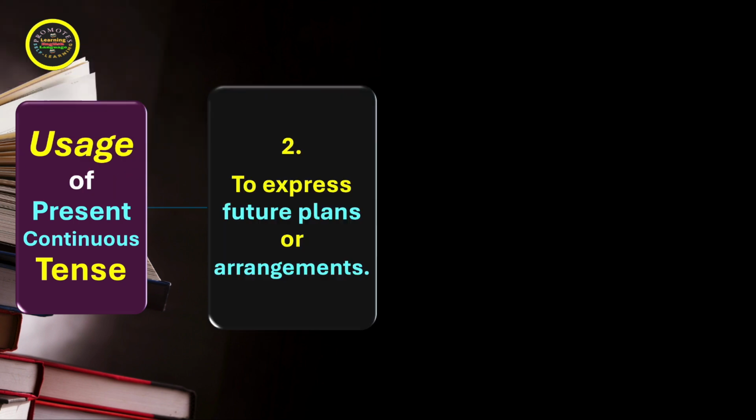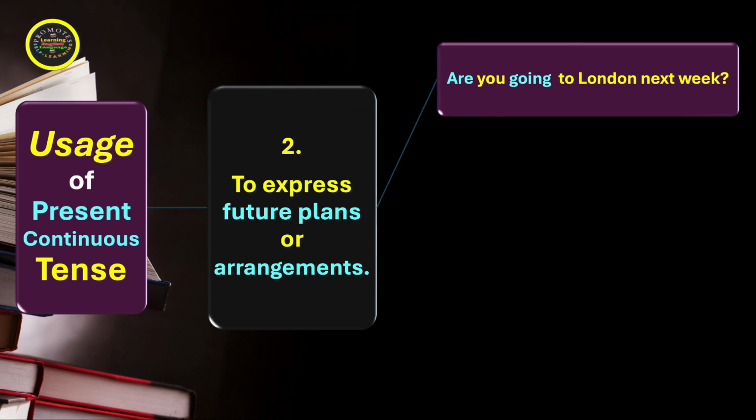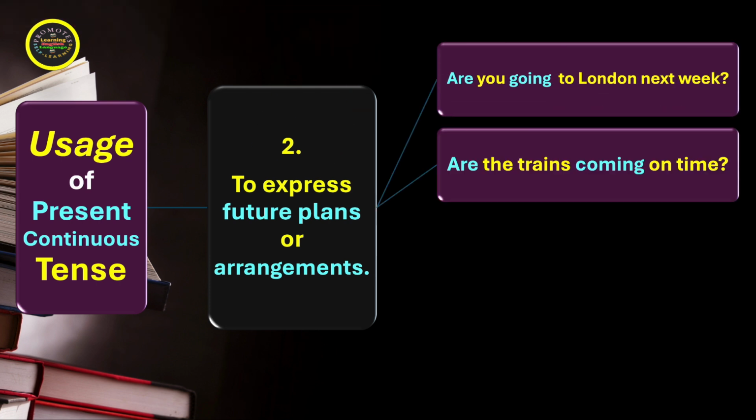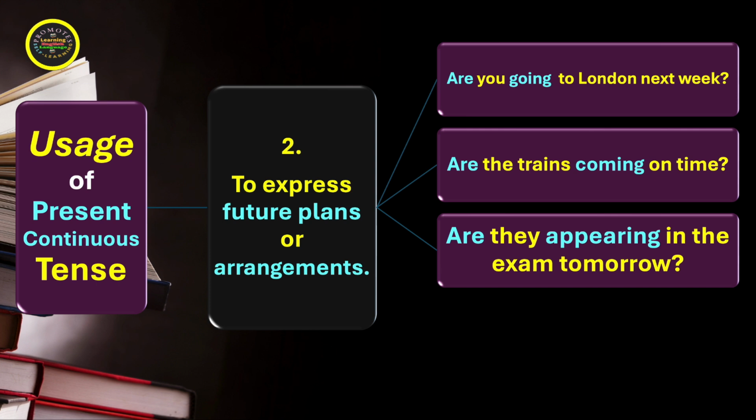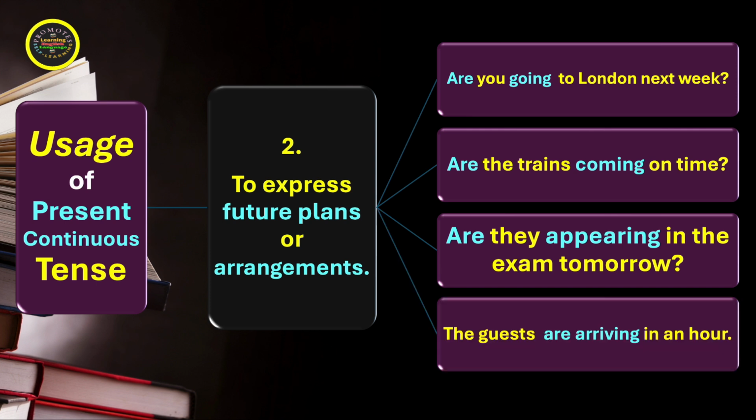Now we move on to the usage of present continuous tense, and the second point is to express future plans or arrangements. Let's see the examples. Are you going to London next week? Are the trains coming on time? Are they appearing in the exam tomorrow? The guests are arriving in an hour. So the point is that they reflect the meaning in the future.